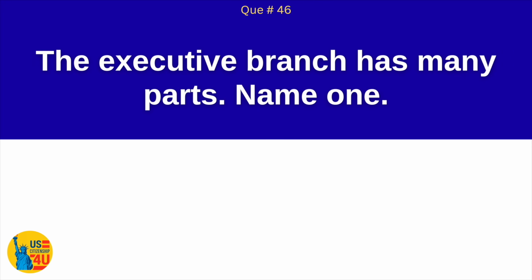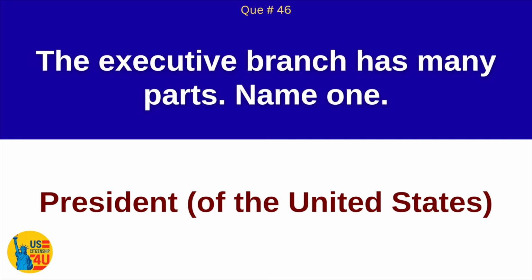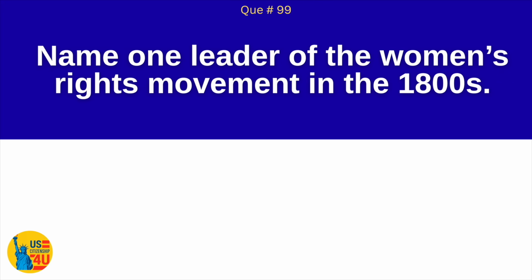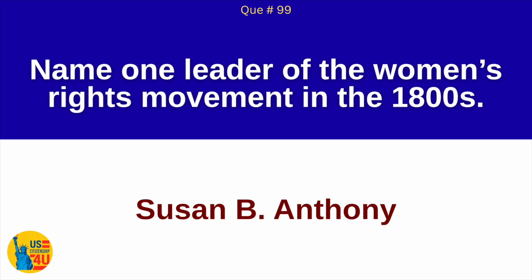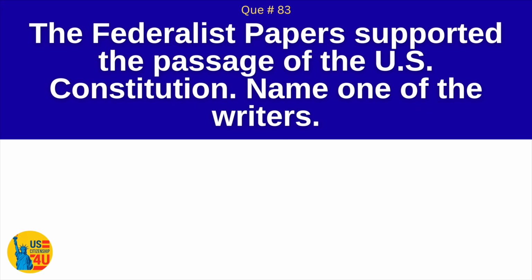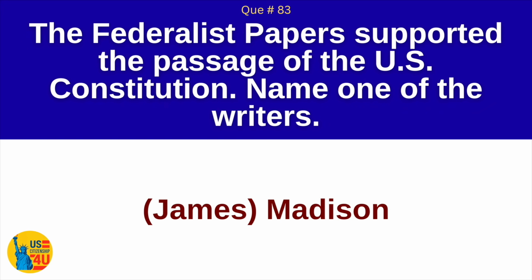The executive branch has many parts. Name one. President of the United States. Name one leader of the women's rights movement in the 1800s. Susan B. Anthony. The Federalist Papers supported the passage of the U.S. Constitution. Name one of the writers. James Madison.